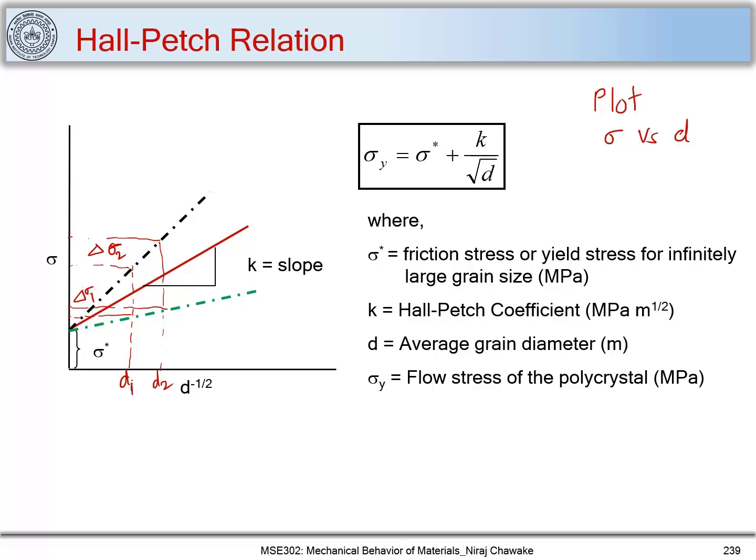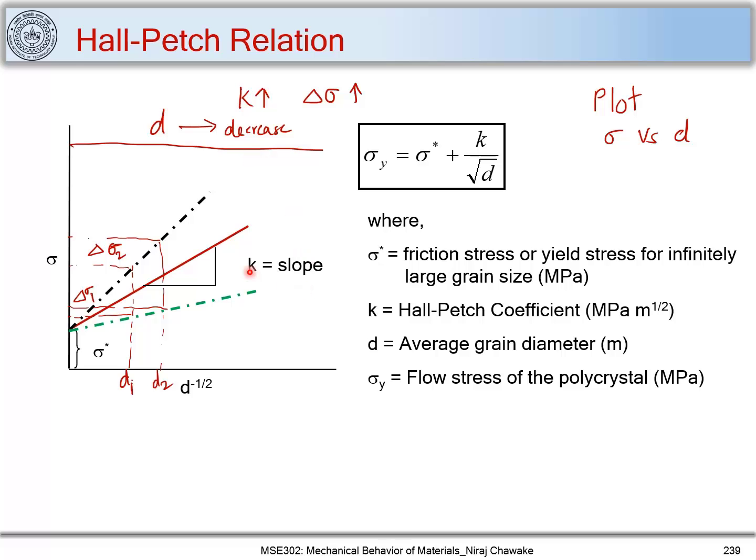So if k is large, let me write that down also. If k increases, delta sigma will increase, and that is what we can see from the slope. Here we are plotting sigma versus d to the power minus 1 by 2. If I mention a grain size over here, let me write that down also. So if I put d values here, the d values will decrease, so that is a decrease in grain size in this direction.